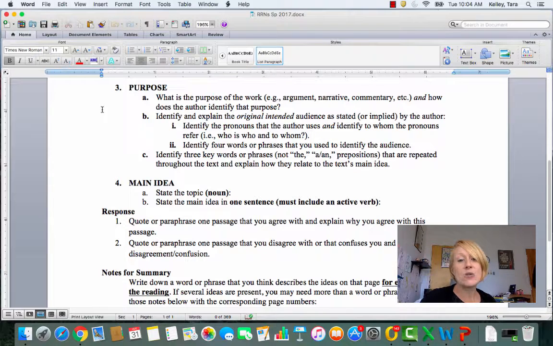And then in B, you want to identify and explain the original intended audience that is stated or implied by the author.